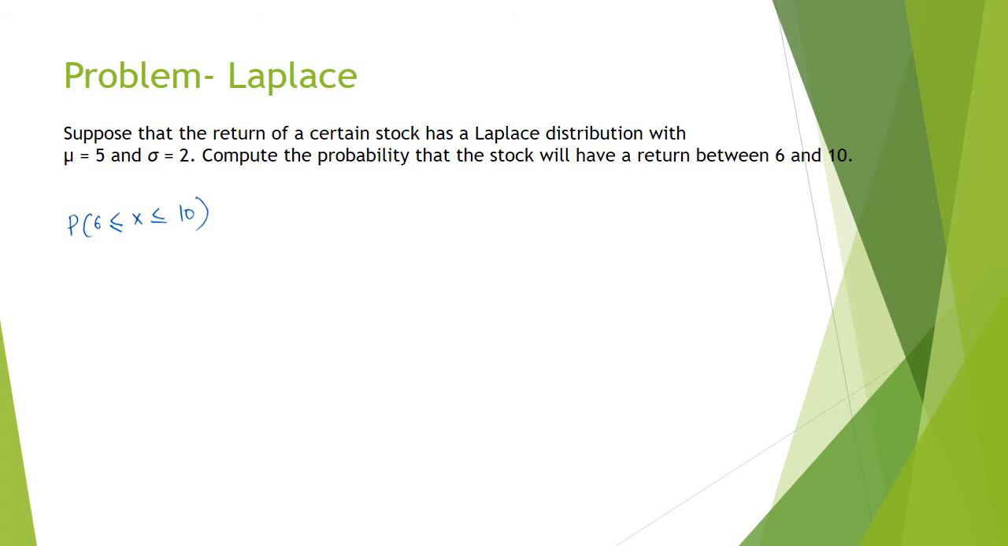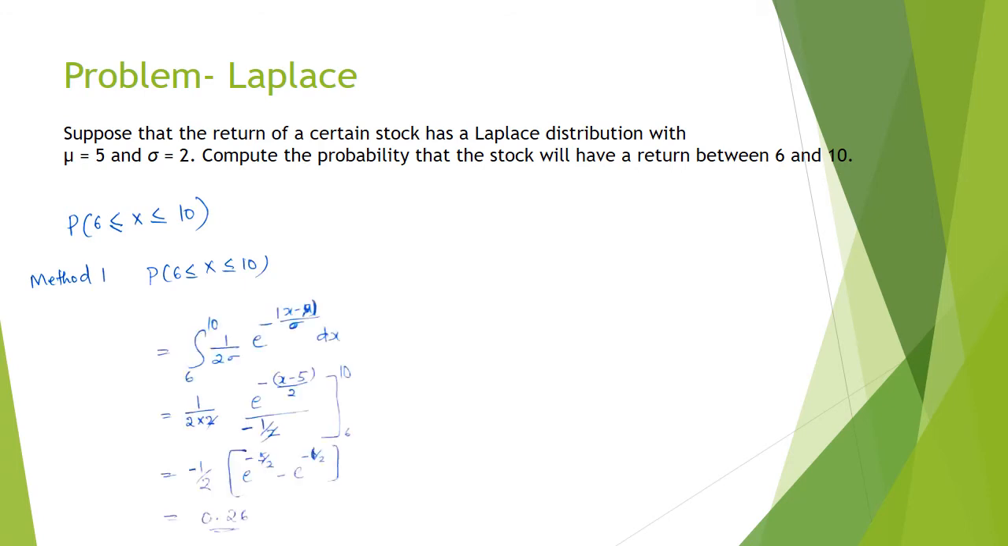We can solve this problem in two methods. The first method is where we integrate from 6 to 10 of fx of x dx, so that will be 1 by 2 sigma e raised to minus mod of x minus mu by sigma dx. Substituting and integrating, you will get the value 0.26.